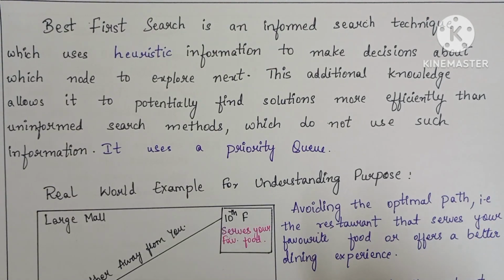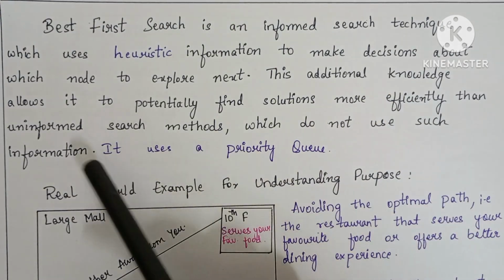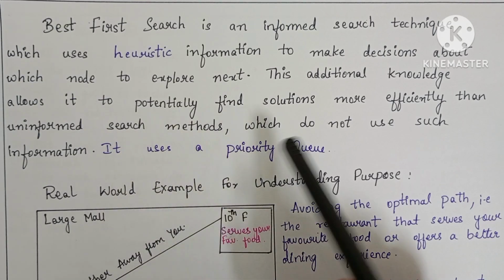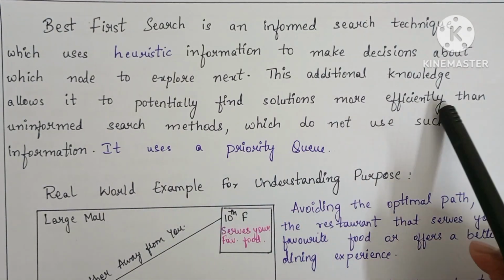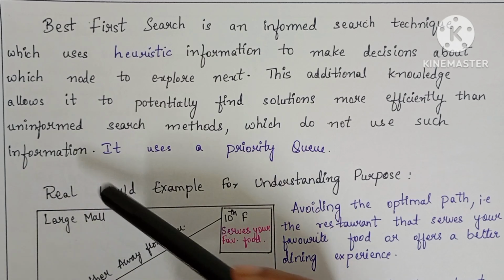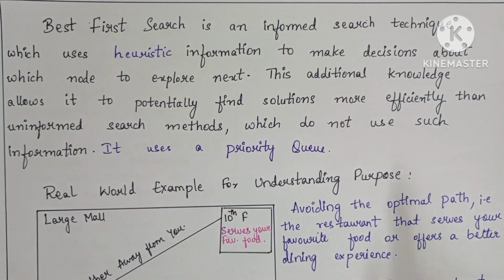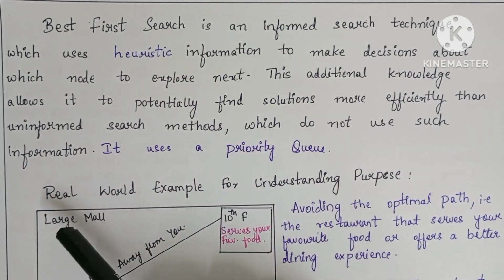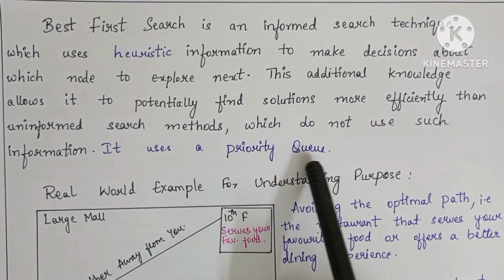So this additional information or knowledge allows it to find the solutions effectively, efficiently than that of the uninformed search methods. Uninformed search methods do not use such type of information. Best first search technique uses the priority queue.